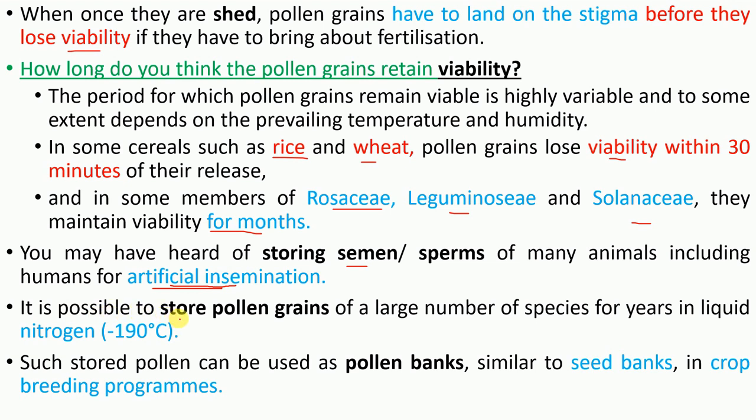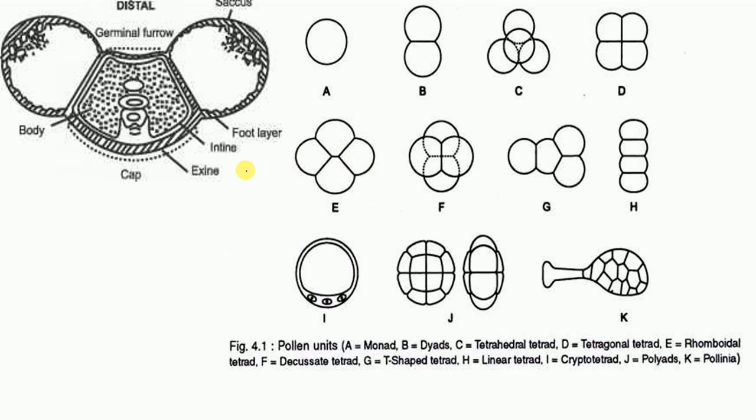Pollen grains also can be stored in liquid nitrogen at around -193 degrees temperature. So again you need to remember this. Such stored pollen grains can be used as a pollen bank, similar to a seed bank, in crop breeding programs. Whenever you need pollen grains, you can go to such a pollen bank and get them.